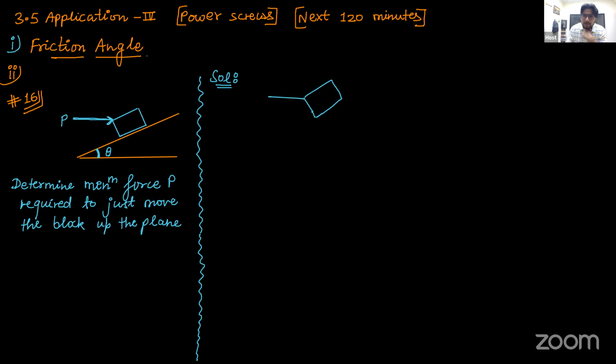So let's draw the free body diagram of the block. One force is P, another is W, yet another is the normal reaction of the plane. And since you are trying to create an upward relative motion, naturally the friction force is going to act down. And since you want to just start the motion, that means the limiting condition is present.